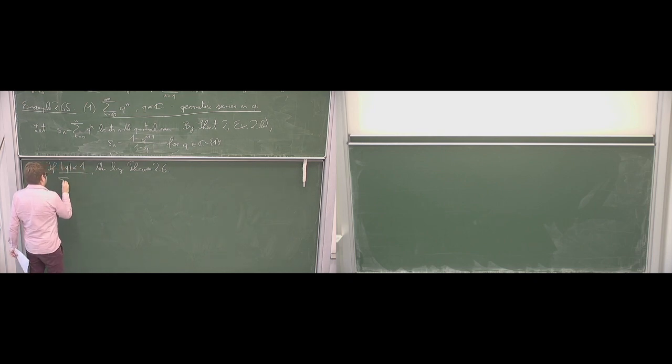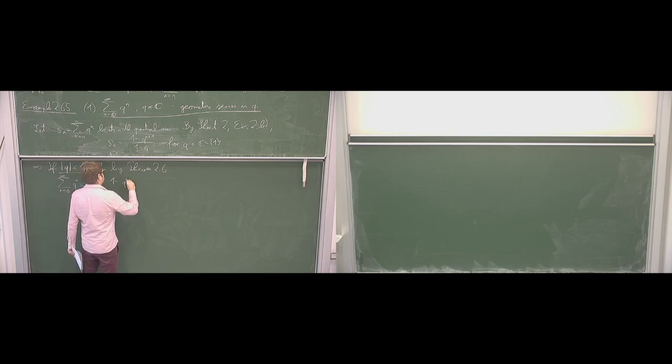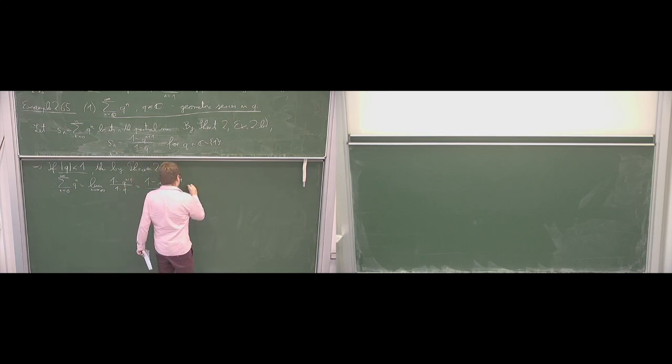So this infinite sum, n from 0 to infinity of q to the n, would then be, just by definition, the limit of this expression (1 minus q to the n plus 1) over (1 minus q). And by our standard limit rules, this is 1 minus the limit n to infinity of q to the n plus 1, divided by 1 minus q. And this theorem that I quoted shows that this goes to 0, which means that this is precisely 1 over 1 minus q.